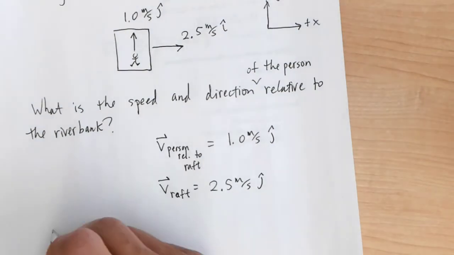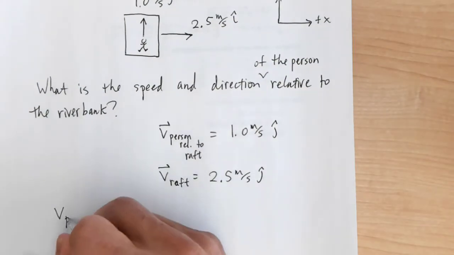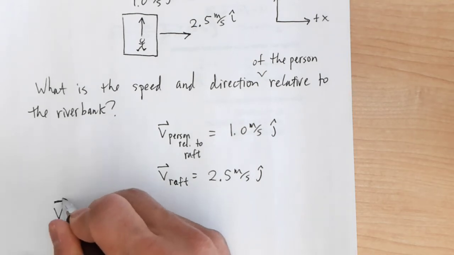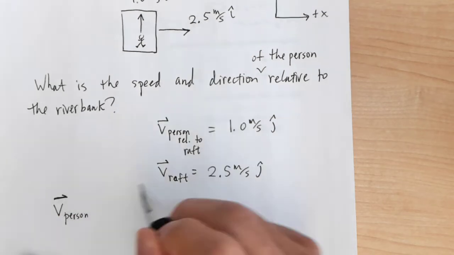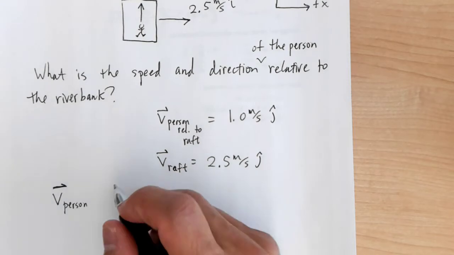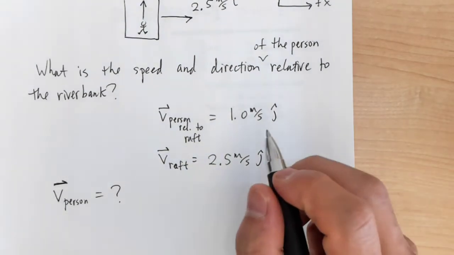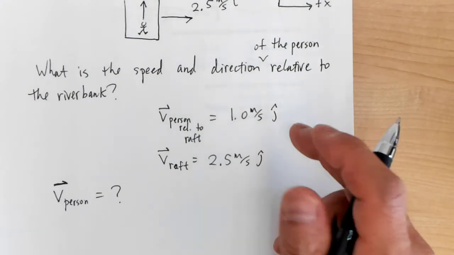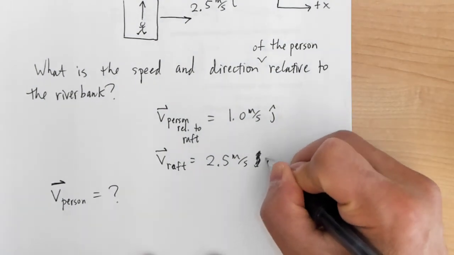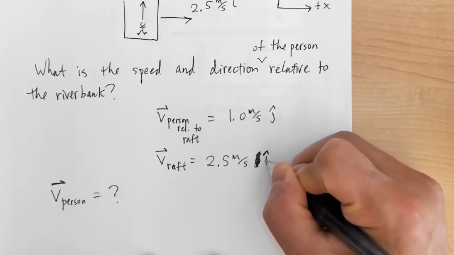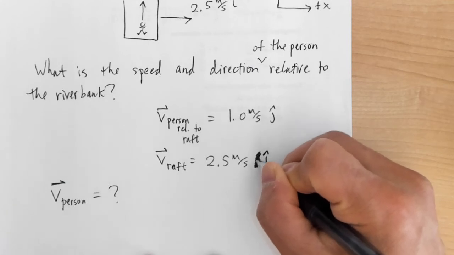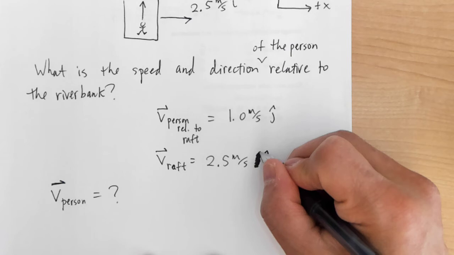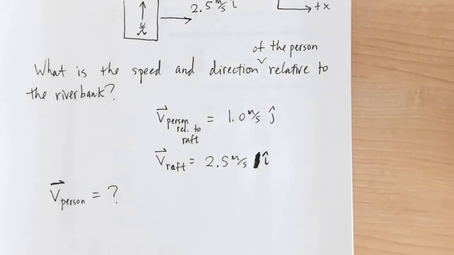So what is it we're looking for? We're looking for the velocity of the person, or if you want to be more precise, relative to the non-moving riverbank, what is the velocity of the person? Okay, so we want the person. So we have the raft, 2.5, sorry, made an error here. It should have been 2.5 meters per second I hat. Hopefully there was an immediate response, somebody in the class saying there was a mistake in the video. It should have been I hat.